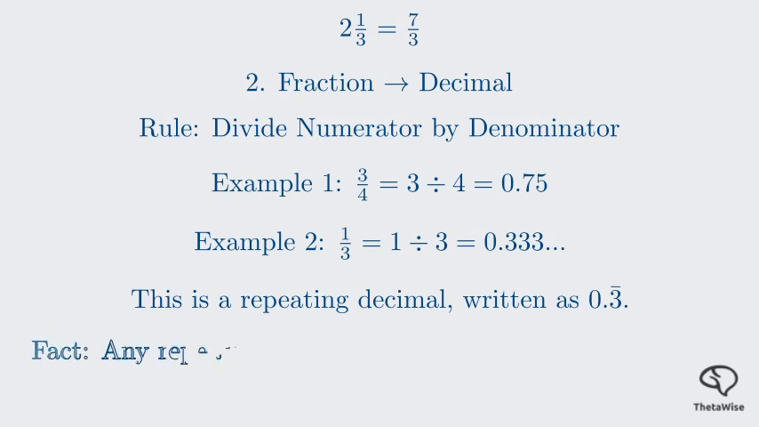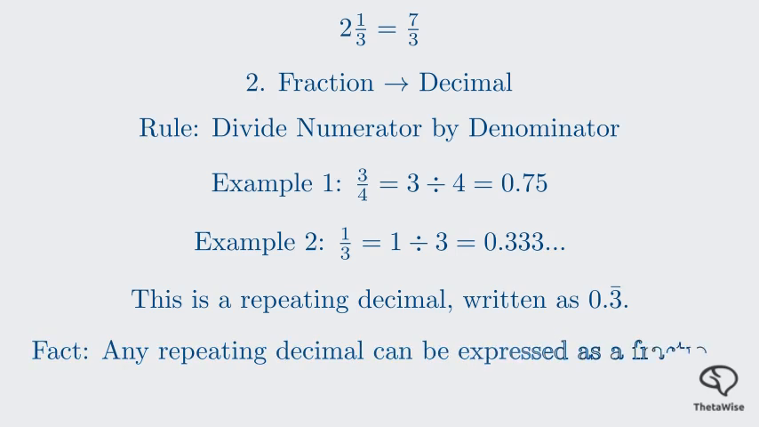It's important to know that any repeating decimal can be expressed as a fraction. For instance, 0.142857 repeating is equal to 1 over 7.